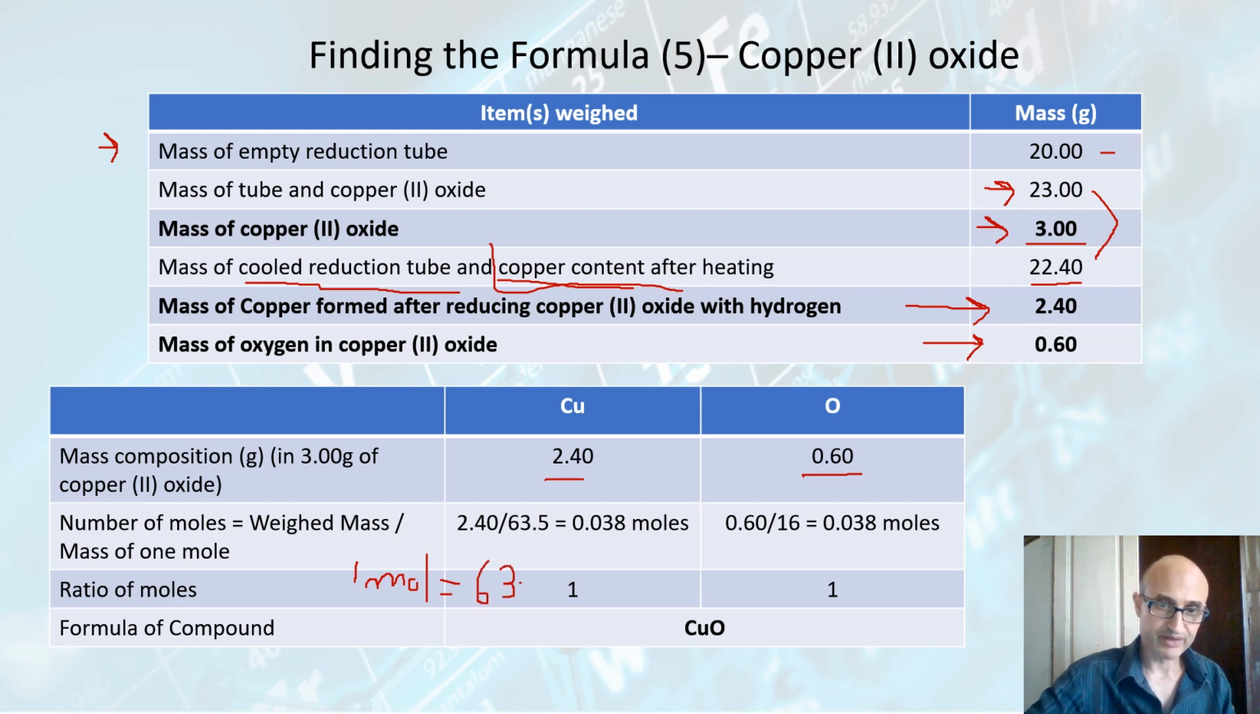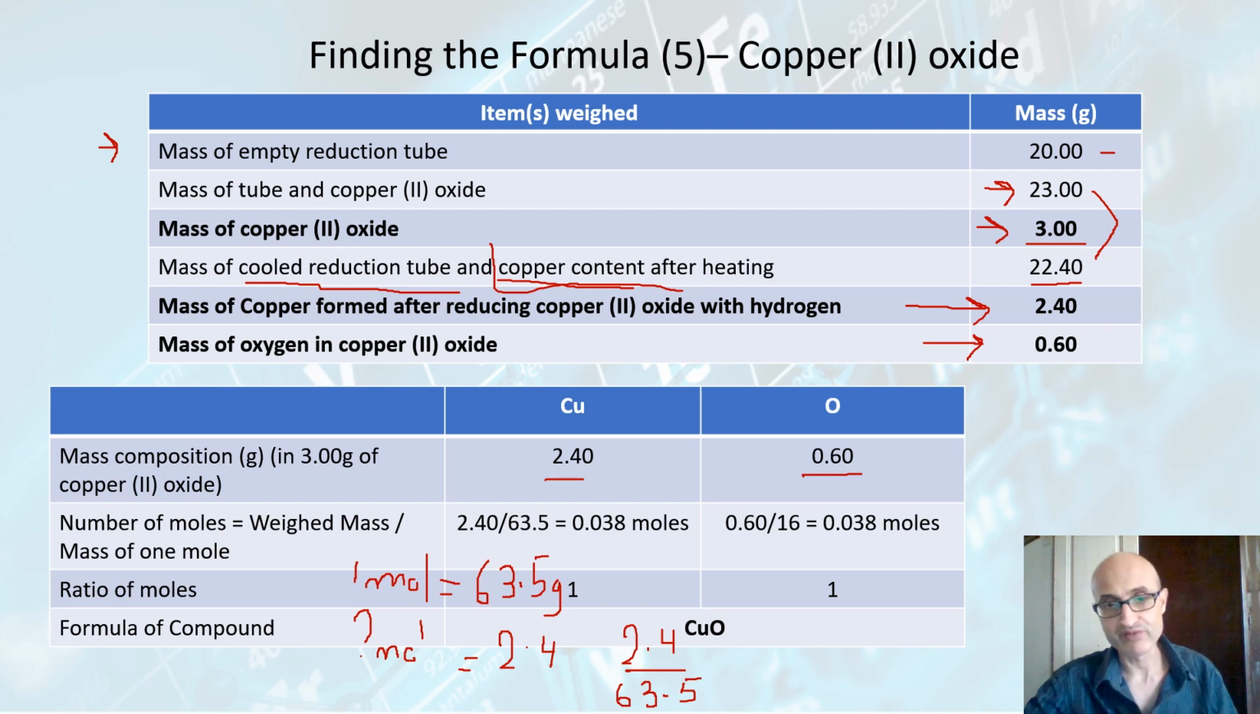63.5 grams, but we do not have 63.5 grams. All we have is 2.4 grams. So by simple proportion, you will find that 2.4 grams is equal to 0.038 moles, because by simple proportion you have 2.4 all over 63.5 of 1 mole. Since 1 mole is 63.5 grams, 2.4 is much less, and it works out to be 0.038 of a mole.